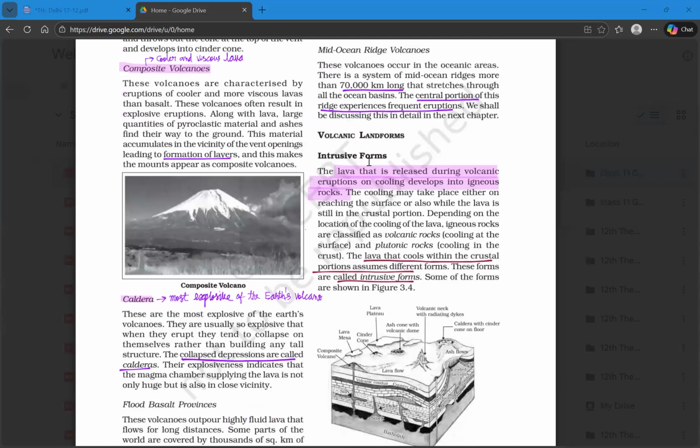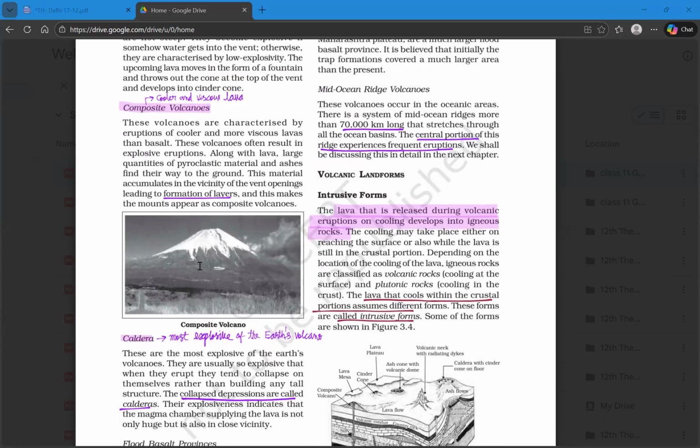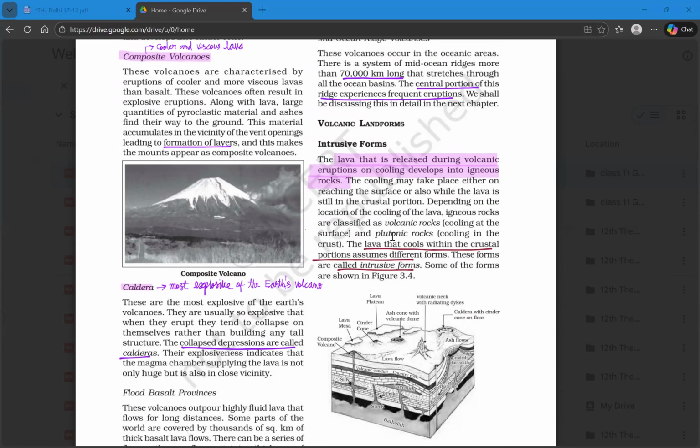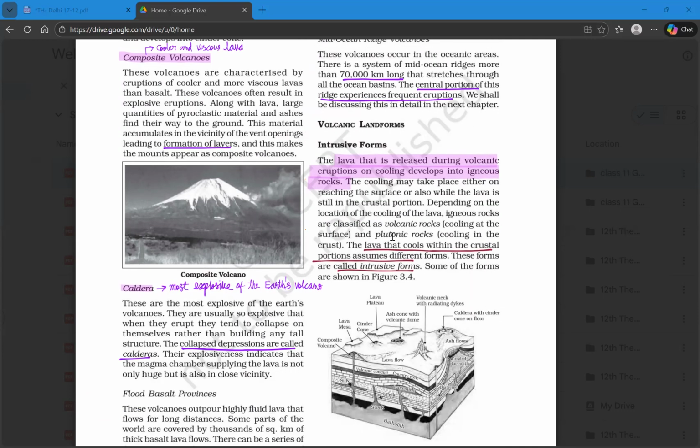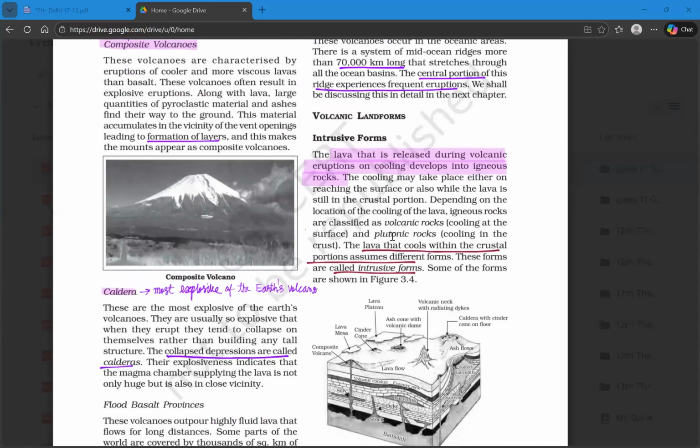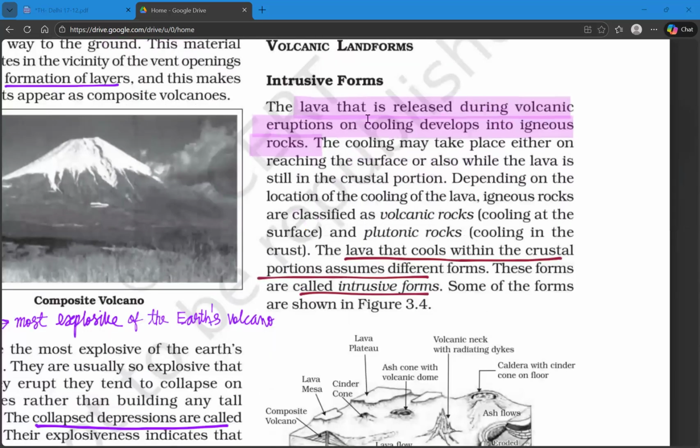And then we have volcanic landforms, which are intrusive. That is, they form inside in the interior of the earth. The volcanoes we discussed form on the surface of the earth, but the next ones we are discussing are going to form inside the earth. So these are called intrusive forms. The lava that is released during volcanic eruption on cooling develops into igneous rocks. So the cooling lava solidifies to form igneous rocks.